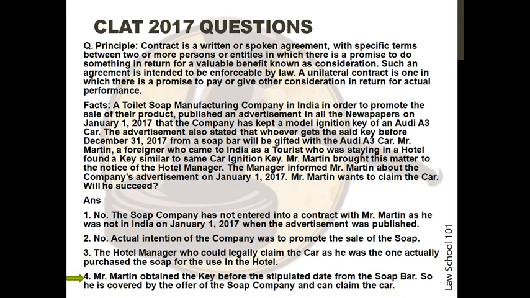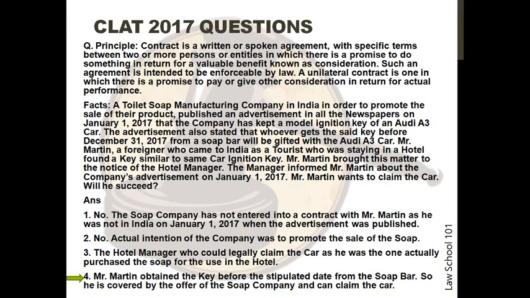Contract is a written or spoken agreement with specific terms between two or more persons or entities in which there is a promise to do something in return for a valuable benefit known as consideration. Such an agreement is intended to be enforceable by law. A unilateral contract is one in which there is a promise to pay or give other consideration in return for actual performance.